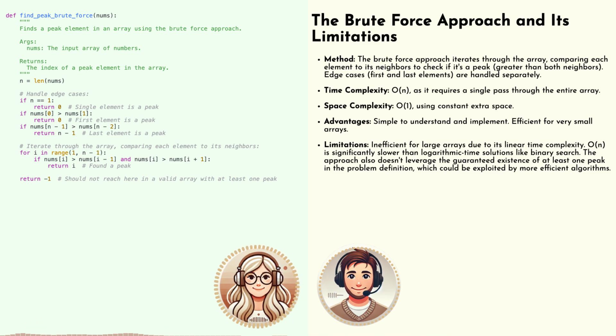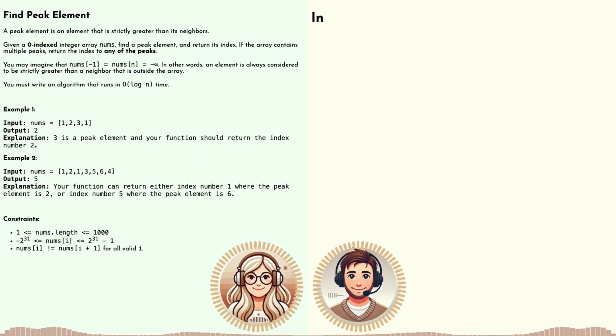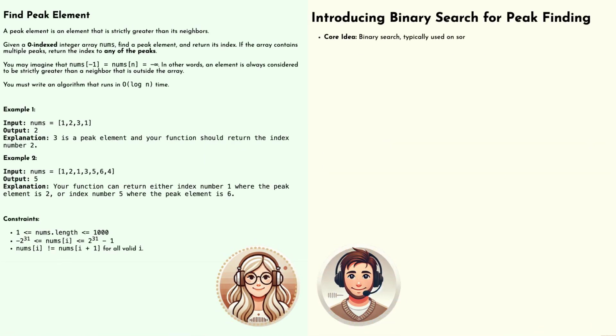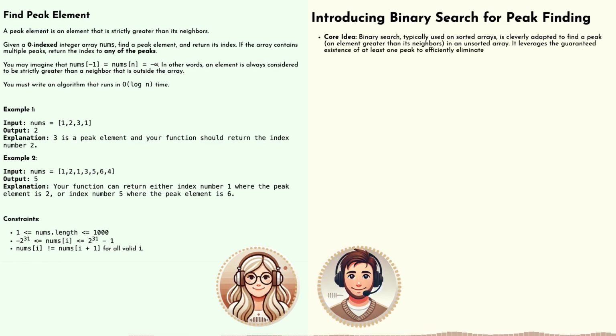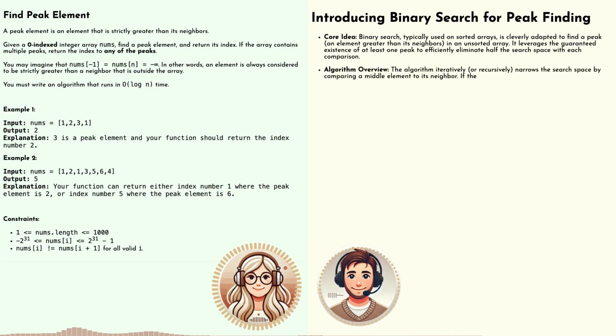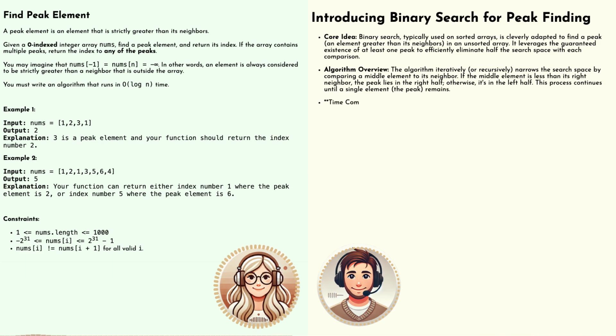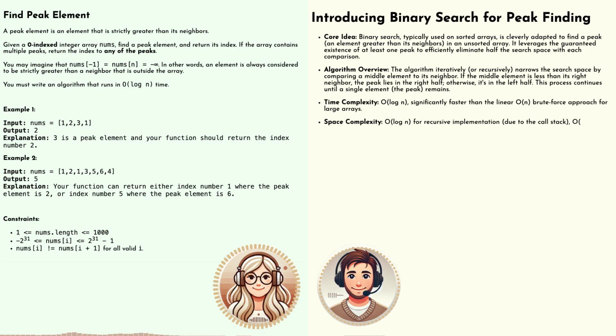In computer science, we're always trying to find more efficient solutions. So how can we find a peak element without having to look at every single element in the array? What do you think? Well, if we're looking to speed up the search, maybe we could try dividing the problem in half repeatedly, kind of like how we search for a word in a dictionary. Interesting thought. You're onto something there. That sounds a lot like a binary search, which is typically used for finding specific values in sorted arrays. But how would we apply that to an array that might not be fully sorted?